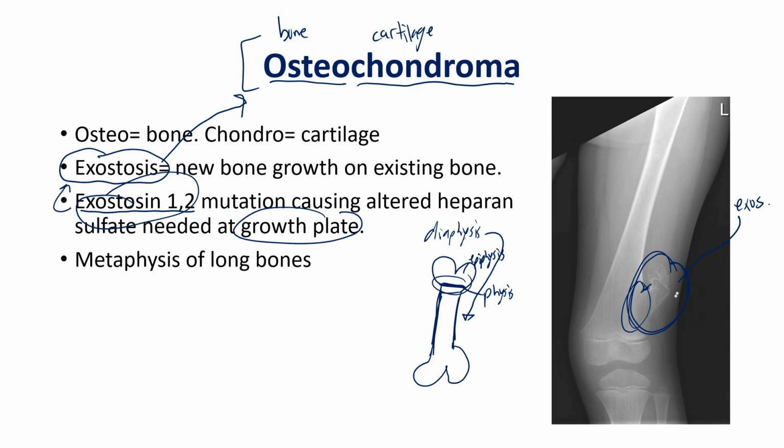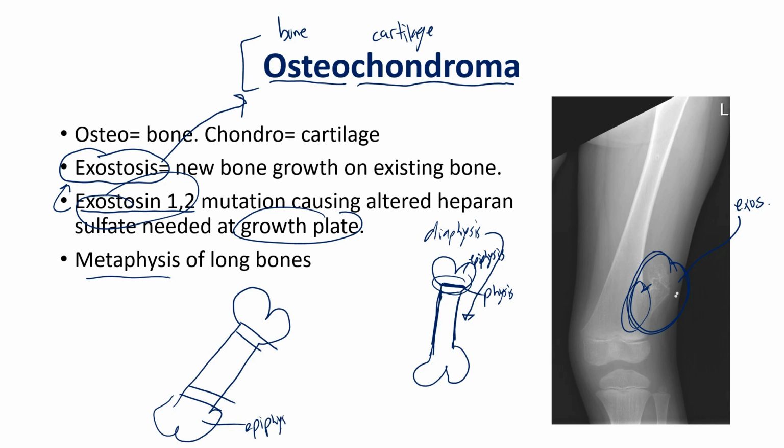Now, where's it located? It's in the metaphysis of long bones. The way I remember that is this. If you know the general setup of a bone, here's a bone again, you know that the metaphysis stands for the middle, and it's called a metaphysis, referring to the middle, because it's in the middle of the epiphysis and the diaphysis. And you'll see some resources say that the physis or the growth plate is not in the metaphysis, and you'll see others that say it's actually part of the metaphysis. So regardless, it's either a part of it or very close to it. So this is the metaphysis.